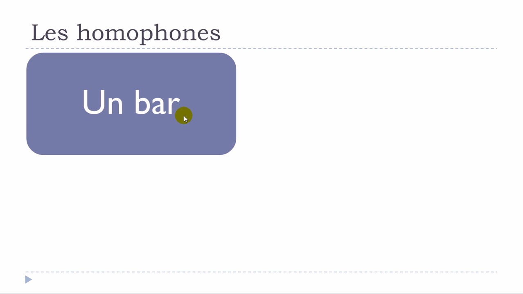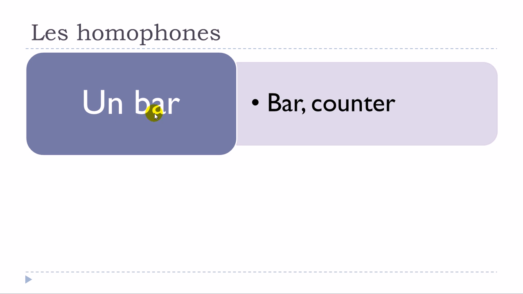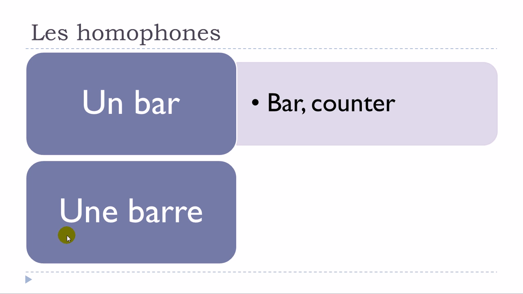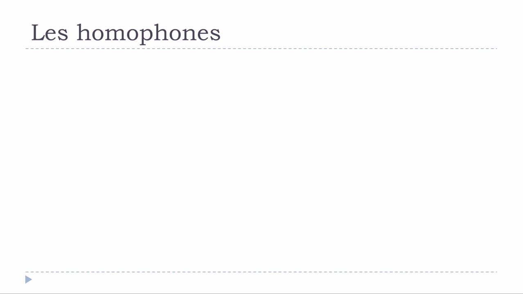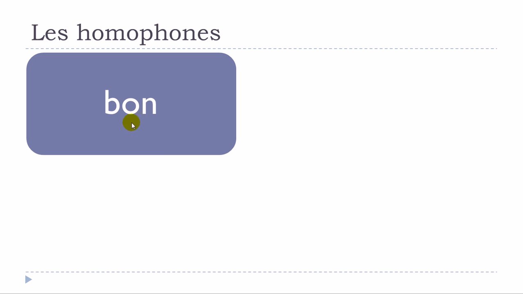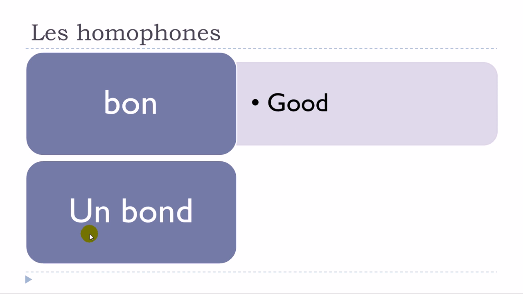Un bar. And then une bar. Okay, so you can hear that it's exactly the same way that you pronounce, but then you've got R, and then E. Okay, une bar. In that case, it's this adjective, bon, and the meaning is good in English. Okay, bon, all right, and here we've got substantive, un bon.